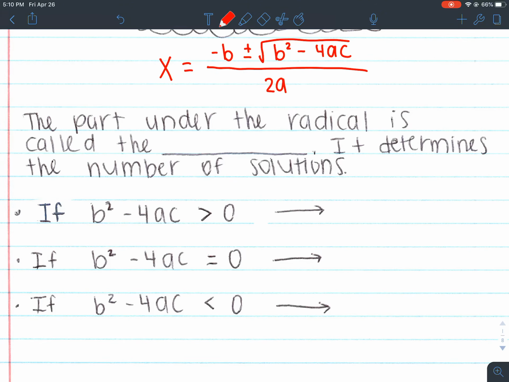Okay? Now, make sure you have that formula copied down correctly. You don't want to have the wrong formula down and do all of your homework problems incorrectly. Also, if you're watching this video, you should be taking notes, okay? Because you can't absorb anything if you're not actually doing something.